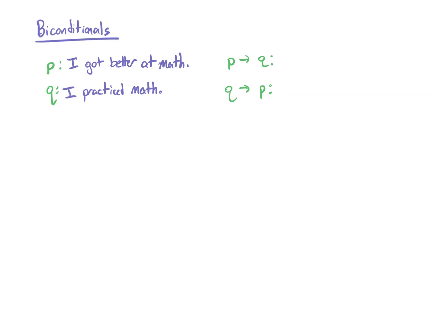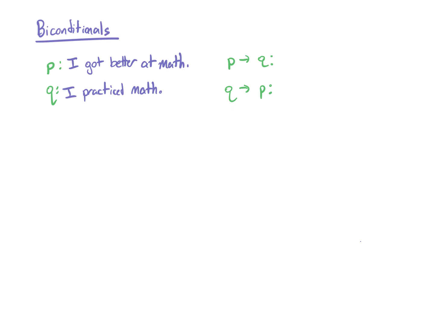There is one more logical operator for us to introduce, and that's the biconditional. We saw last time that the converse of a conditional statement, of an implication, is not logically equivalent to the original. However, sometimes the converse just happens to be correct, it's true. So what happens when both a conditional statement and its converse are true? Here's an example. Let P be the statement that I got better at math, and let Q be the statement that I practiced math.